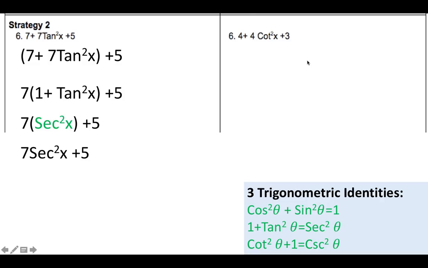This right here, number 6, you're going to be doing on your own, very similar. And you're again going to be finding out which identity this matches with.